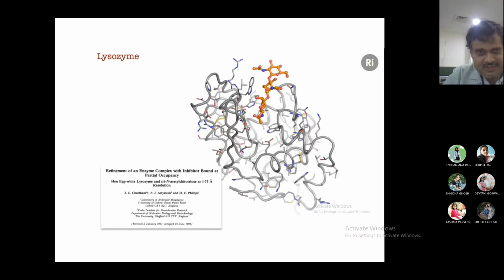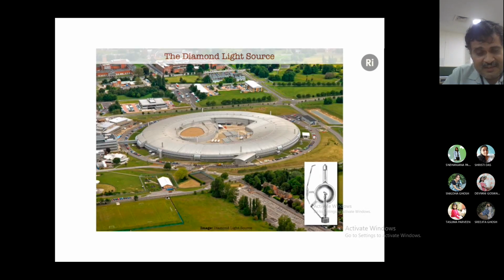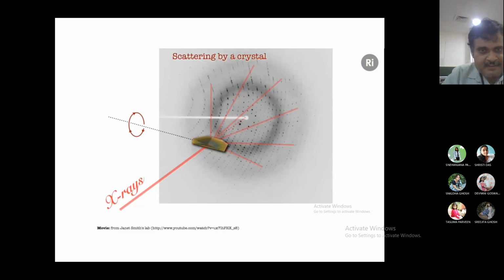After that, the lysozyme structure was solved, and nowadays we don't use handheld X-ray or lab-based X-rays. We get very high power X-rays from synchrotrons, and one such example is given over here. This is the Diamond Light Source. It's a very big synchrotron. Very powerful X-rays can be emitted for very fine analysis of protein structures.